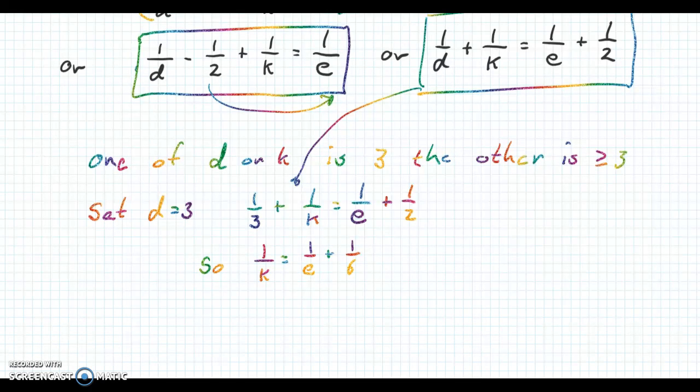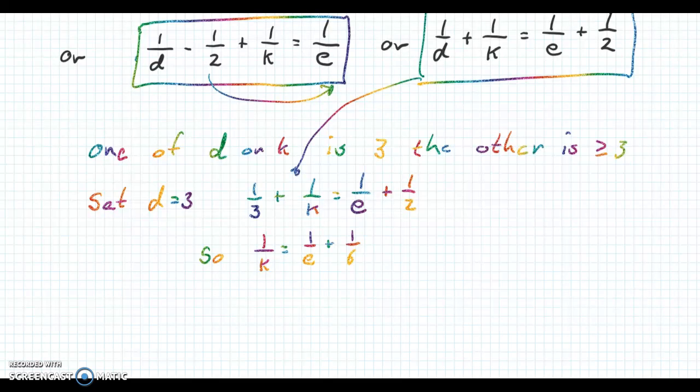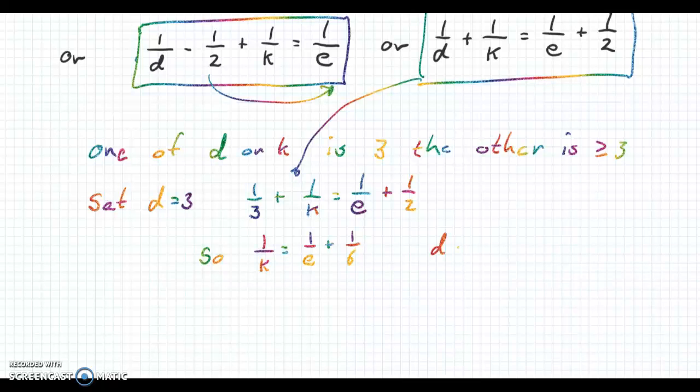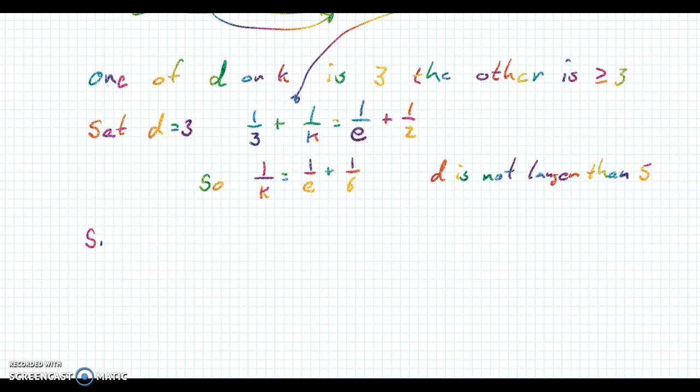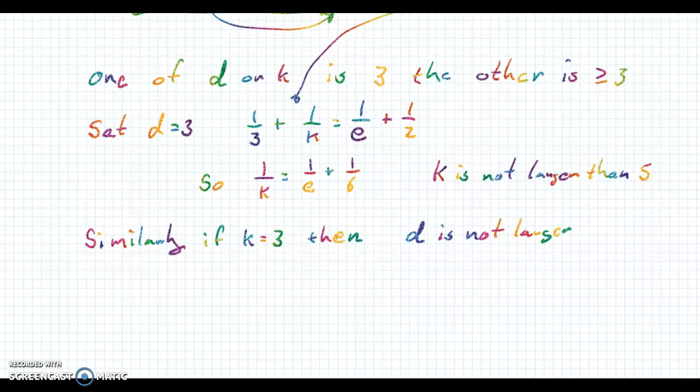And you can see why that is by just trying some numbers. If you can't see why that is, you should try some values in there. And similarly, just by symmetry actually, if k is equal to 3, then, I'm sorry, I meant to say d is not larger than 5. If k is equal to 3, then d is not larger than 5.